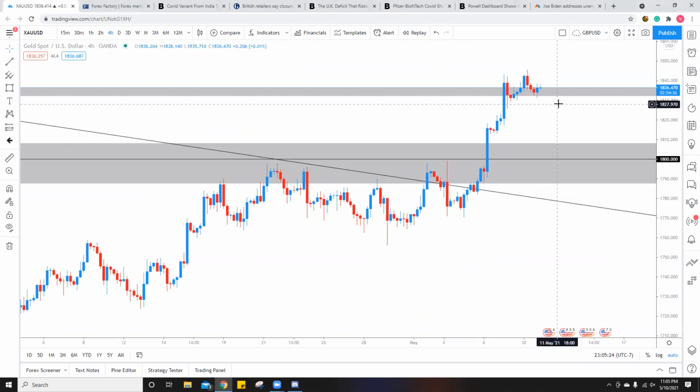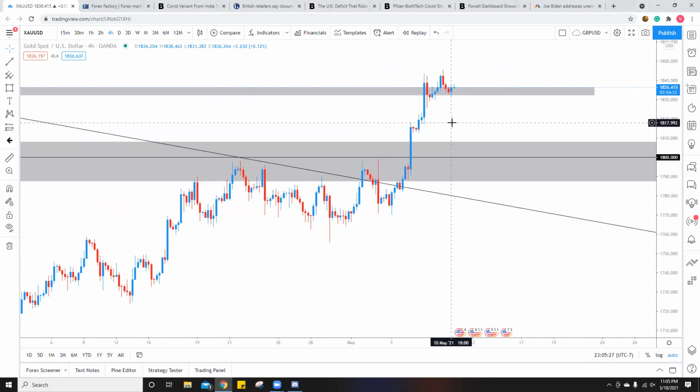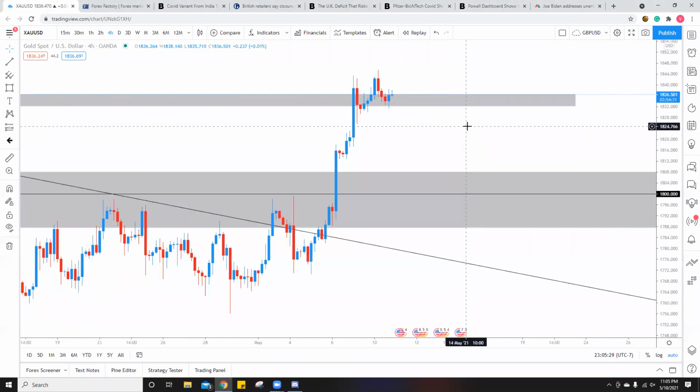Nope. All right, so even on the 4-hour, we're starting to see that price is struggling to break above the zone that we just talked about on the daily time frame. Price closed bullish, got a pullback, got a support being formed.